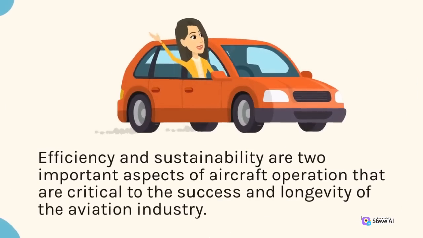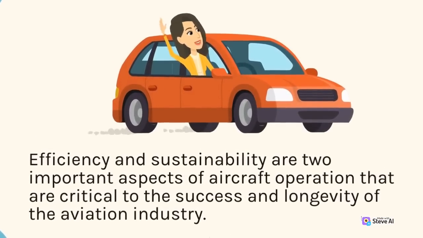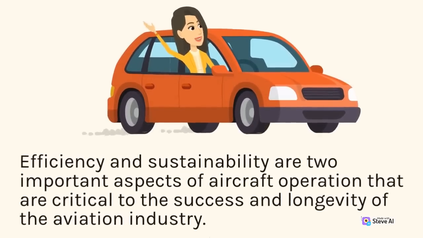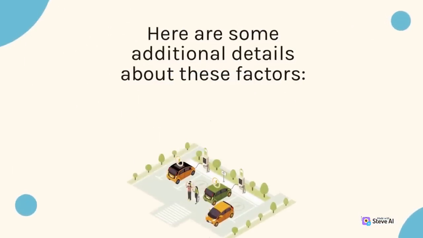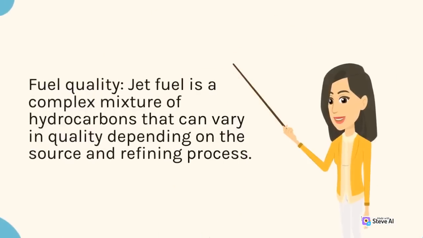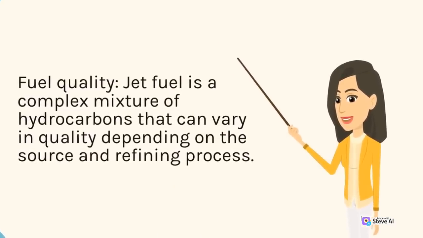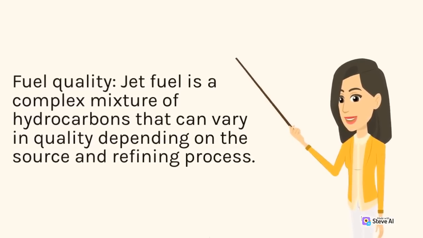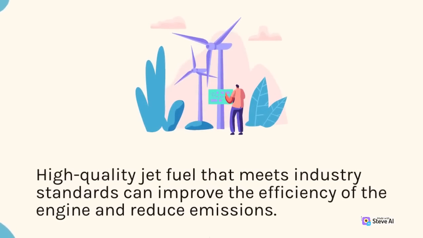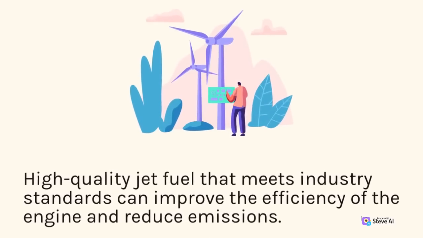Efficiency and sustainability are two important aspects of aircraft operation that are critical to the success and longevity of the aviation industry. Here are some additional details about these factors. Fuel quality. Jet fuel is a complex mixture of hydrocarbons that can vary in quality depending on the source and refining process. High-quality jet fuel that meets industry standards can improve the efficiency of the engine and reduce emissions.